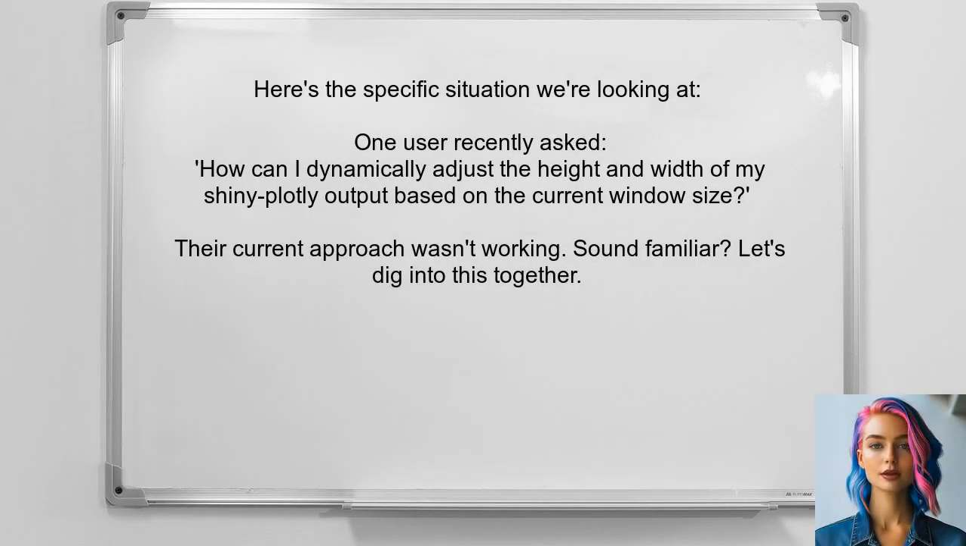Here's the specific situation we're looking at. One user recently asked, "How can I dynamically adjust the height and width of my Shiny Plotly output based on the current window size?" They mentioned that their current approach wasn't working. Sound familiar? Let's dig into this together and find a solution.